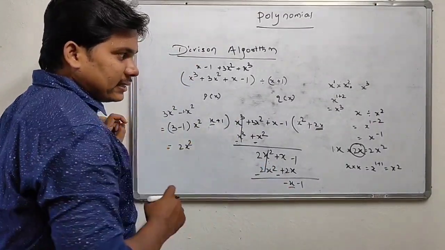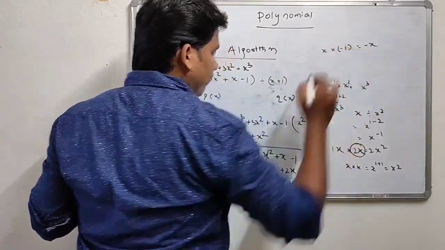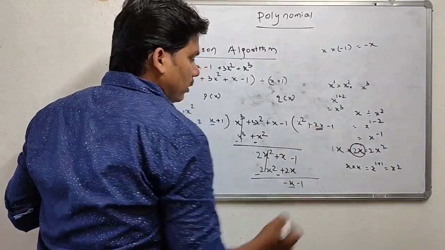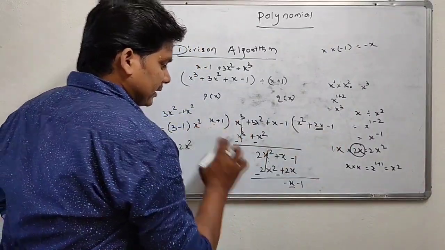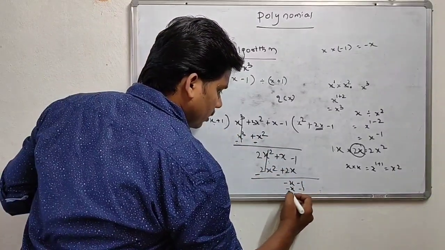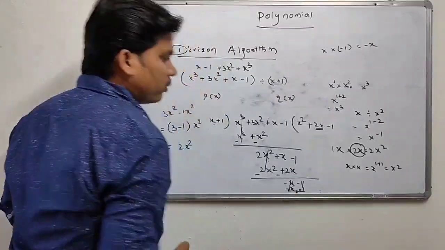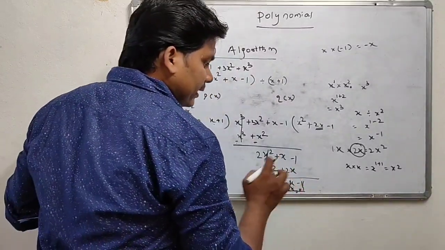By multiplying with the x. If I multiply x with the minus 1, I will get the minus x here. Now I will put here minus 1. This is minus 1 into x is the minus x. Minus 1 into plus 1 is the minus 1. This will be plus sign. These two will be cancelled with each other. This is the 0, means here the remainder is the 0.